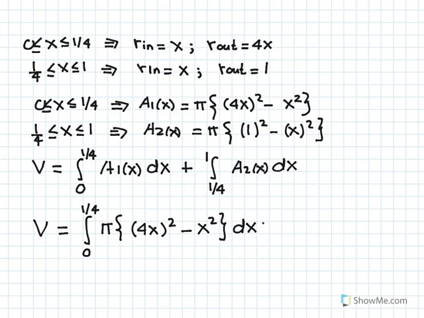Integrate with respect to x, plus the integral from 1/4 to 1 of pi times the outer radius, which is not different. It is 1, so 1 squared minus x squared dx. Now let me show you the diagram again just so you've seen it.